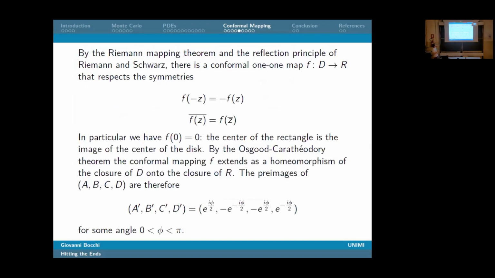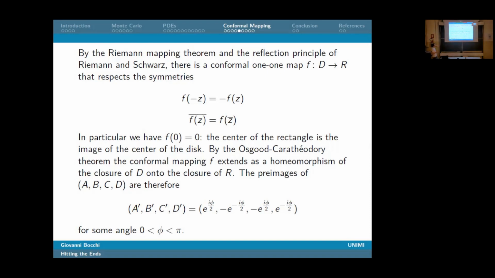First of all, by the Riemann mapping theorem, we have that map, but there is a reflection principle of Riemann and Schwarz that tells us that F is one-to-one and respects the symmetries with respect to the real axis and the conjugation. In particular, we have that F of 0 is 0.